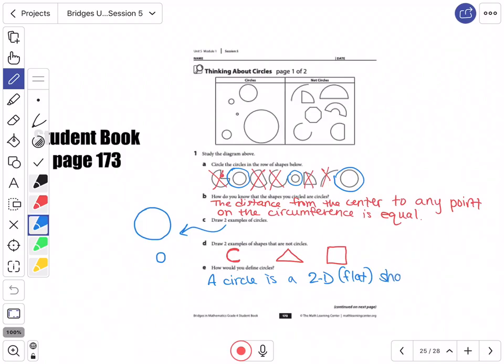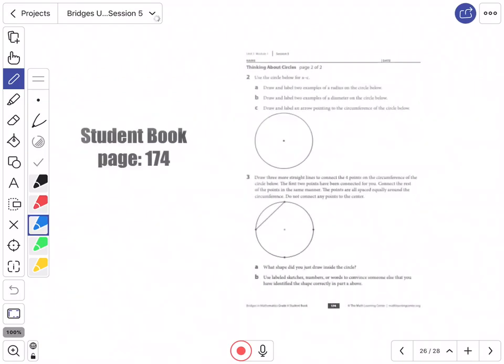And then, how would you define circles? A circle is a 2D, which means flat shape that is perfectly round all the way around. You may have a different answer, but there you go. Okay, so there's that page.